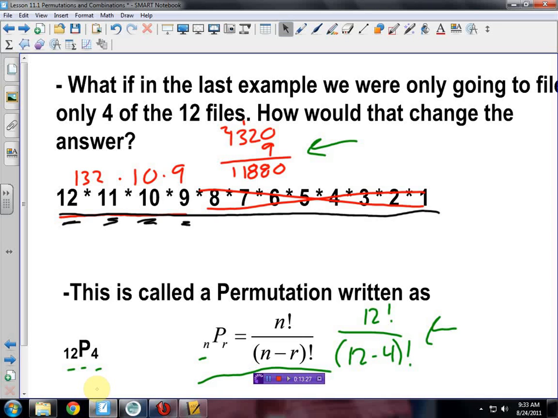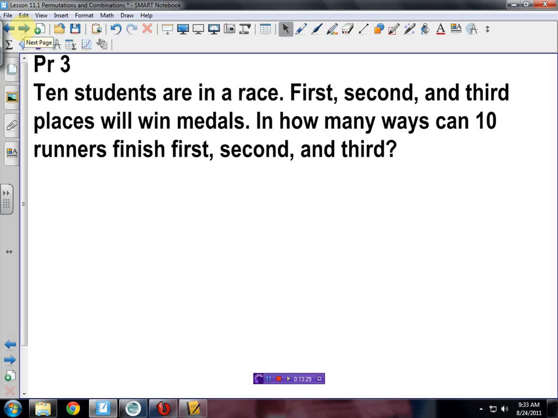All right, moving forward, problem 3. 10 students are in a race. First, second, and third places will win medals. How many ways can runners finish first, second, and third? All right, this is a permutation because the order does matter, just like the problems we have been doing. So there's 10 runners, so we need to write this out first. It's a permutation problem. We're going to have 10, and we need to pick 3 for medals. Now, I know it sounds kind of weird to say pick, but that's the notation that we use.